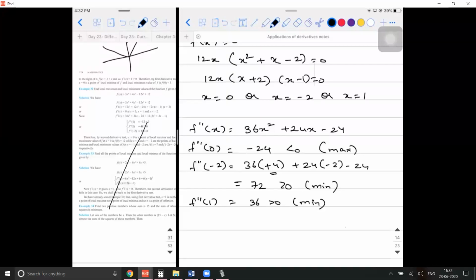Is there anyone who is completely dependent on my screen? Don't write on the screen, please. Is there anyone who's completely dependent on my screen? You want me to zoom and show? Yes, sir. Okay.